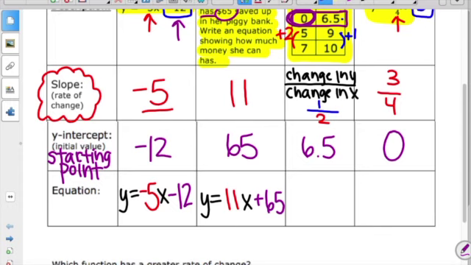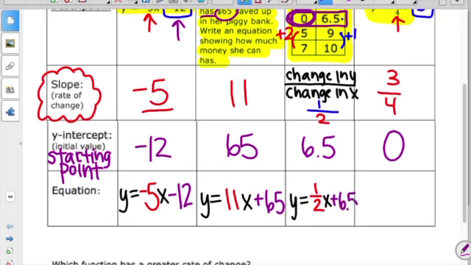Our third one, always start with the y equals. Our slope in this case was a fraction, 1/2. Don't forget the x. And our y-intercept was 6.5, positive, so put plus 6.5.